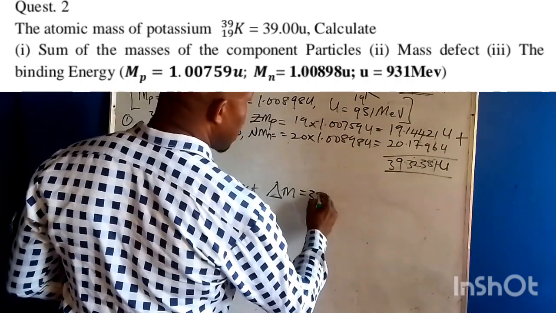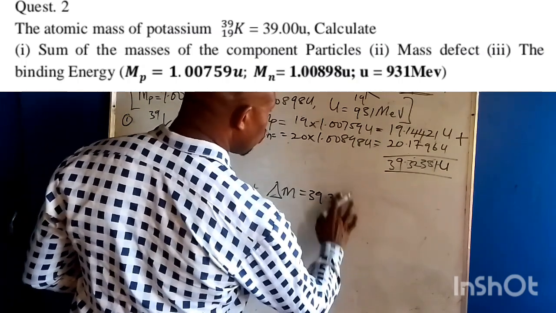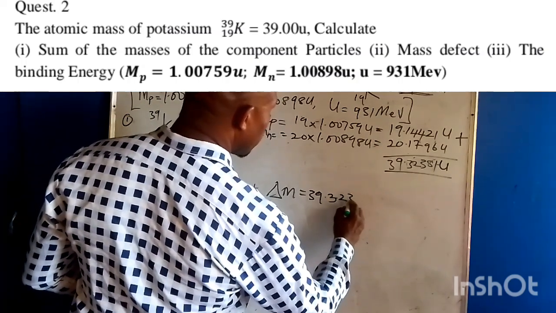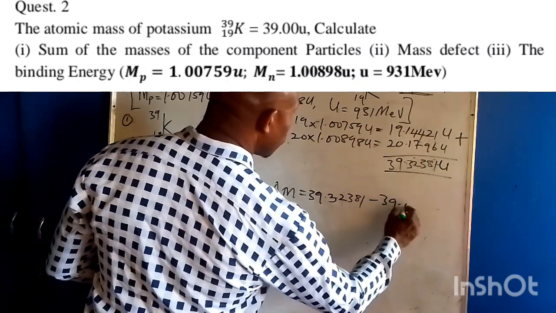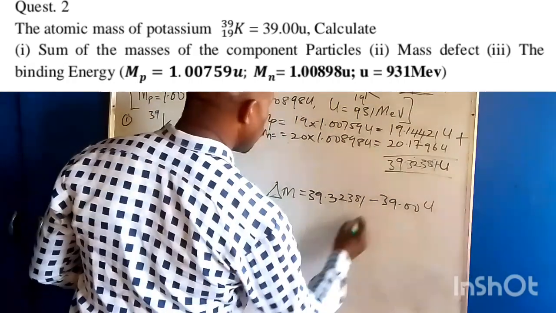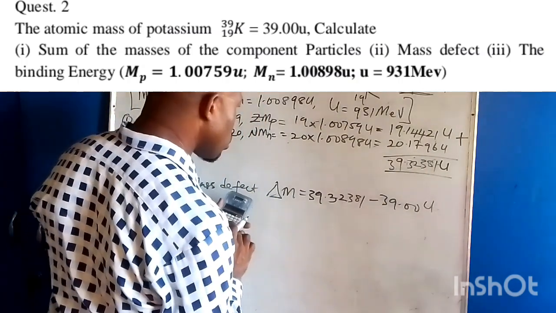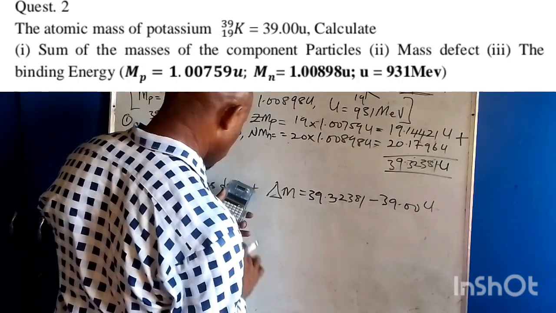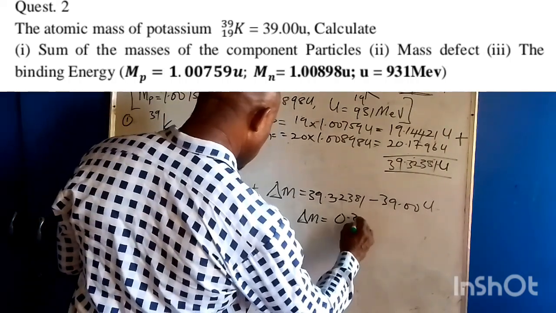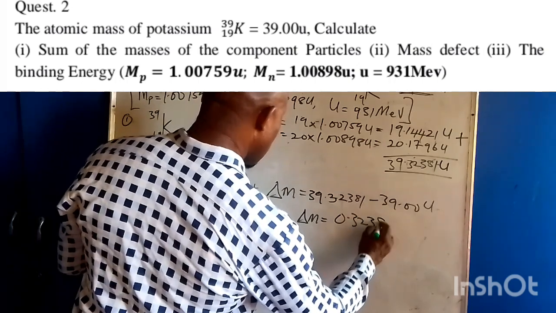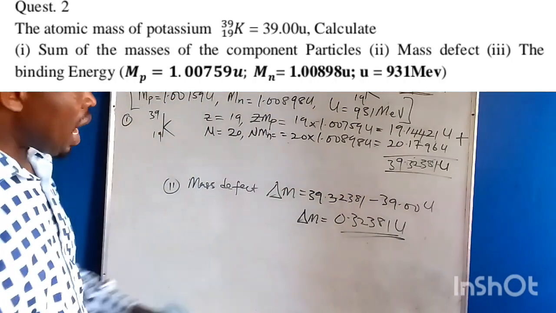Now I have 39.32381 minus 39.00, all in U, which will give us that delta M is equal to 0.32381 U. So this is our mass difference.